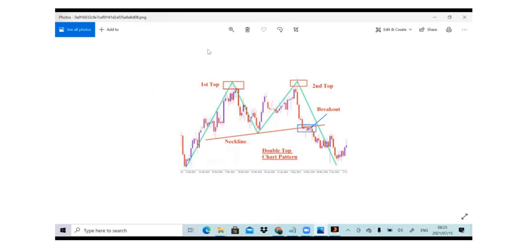Okay. So normally, you take it and you go like this. Then when the market now reaches this point, it breaks right here, breakout. Yeah. That's where you get your entry.